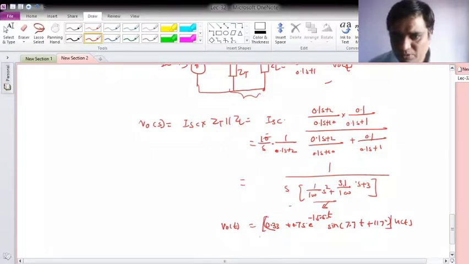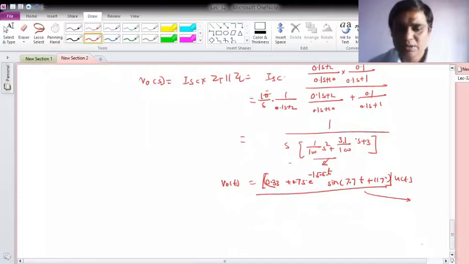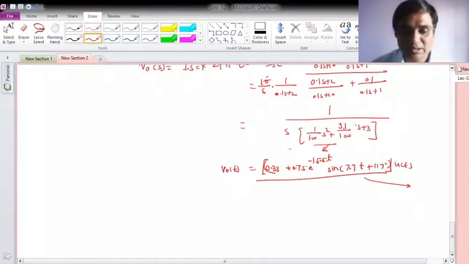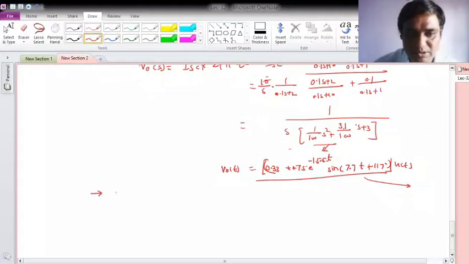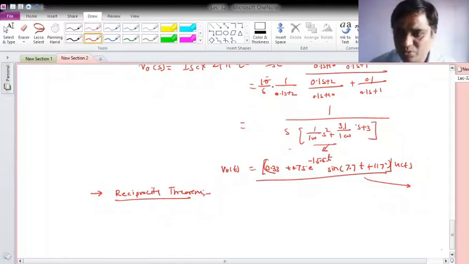So this will be your damped sinusoidal. This way you can solve the circuit using Norton's theorem. Now the next theorem is the reciprocity theorem. We will quickly see the theorems, as we already know how to solve them.